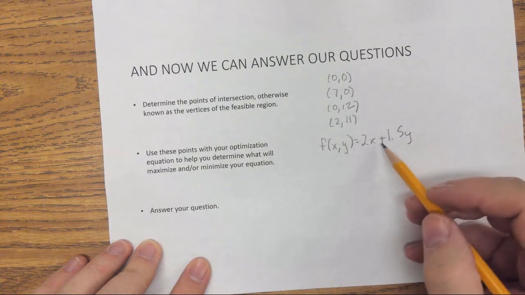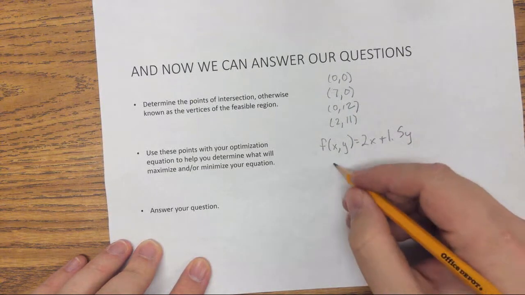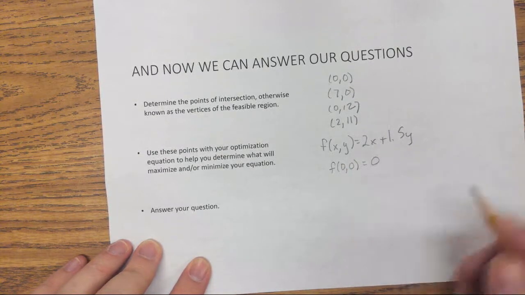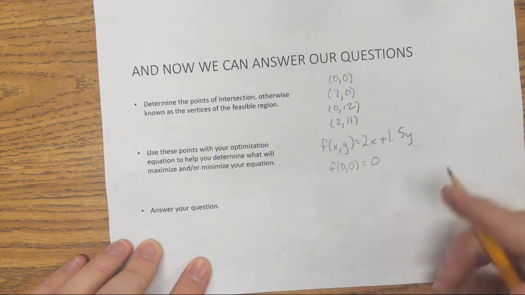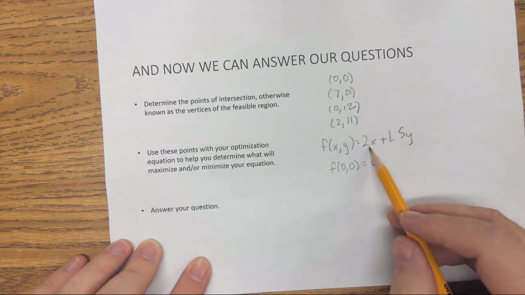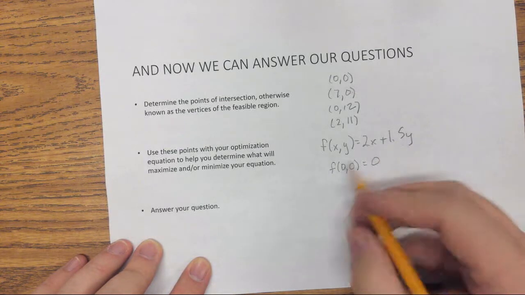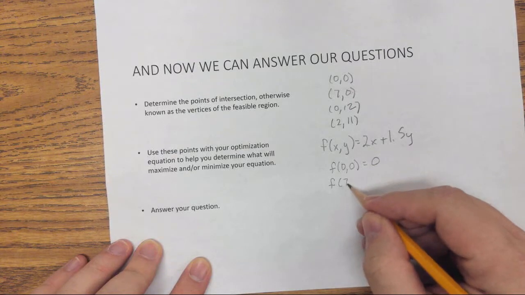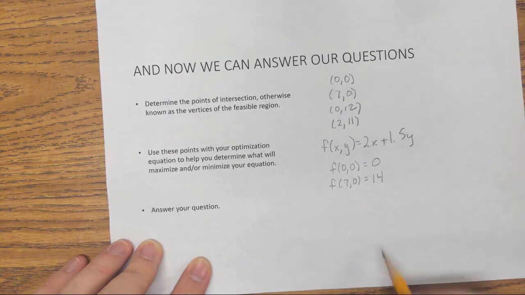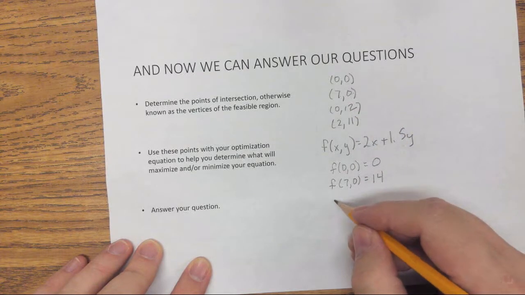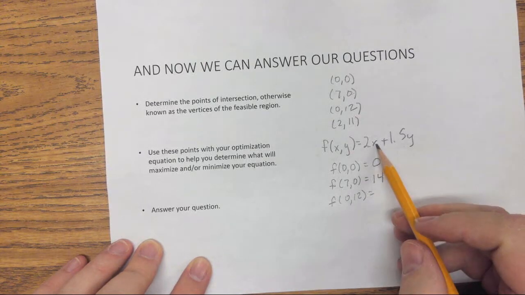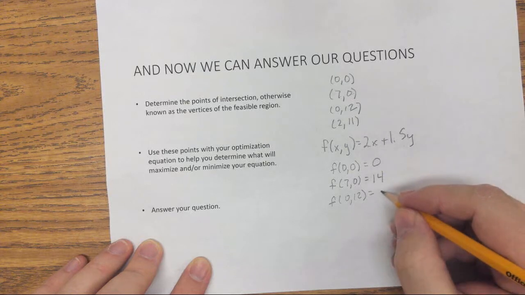Plug 0, 0 into this. So f of 0, 0, that's going to just be 0. Okay. Plug this one in. That's 7 times 2, so f of 7, 0 is going to be 14. Look at this one. f of 0, 12. Plug that in, that's 1.5 times 12, that's going to be 18.